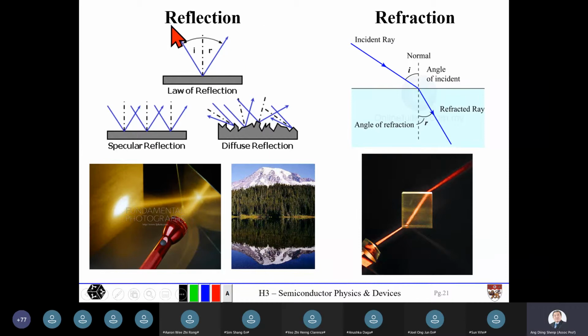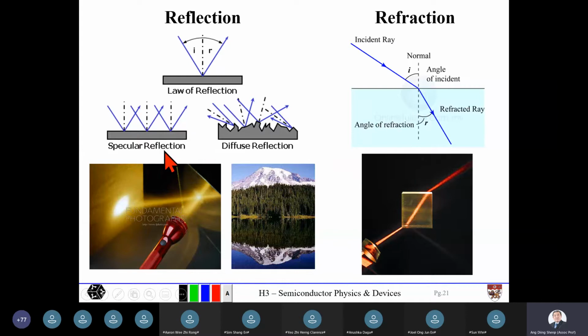For example, when light travels through vacuum or through air and it strikes semiconductor material here at the surface, this light ray can bounce back. And the angle of reflection is equal to the angle of incidence. The law of reflection states that. Now, there are some terminologies which might be useful to know.